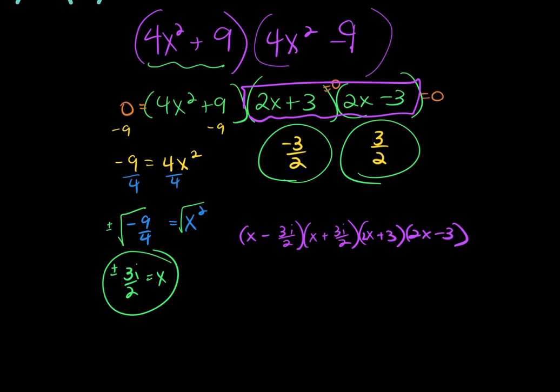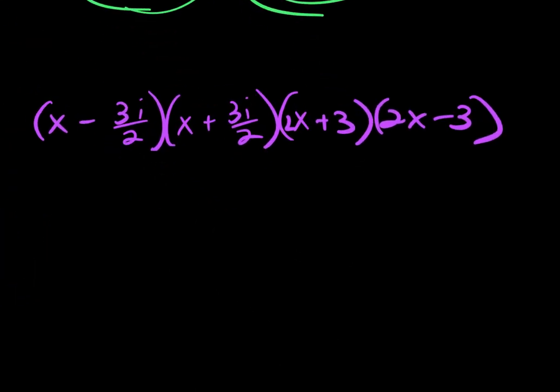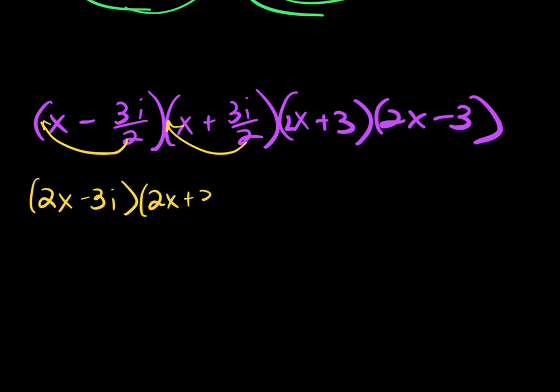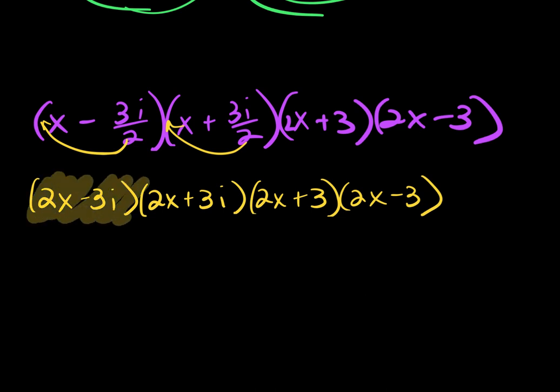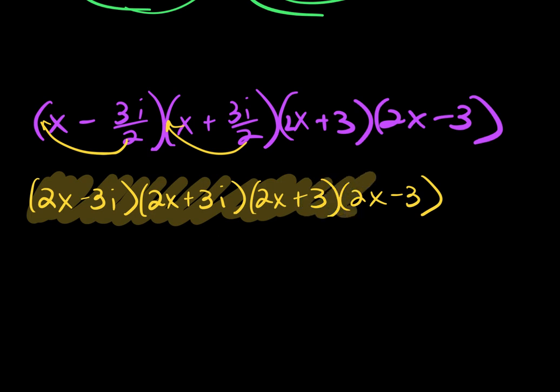But am I done? Are those linear factors? Is that in the right form? What's wrong? Fraction. So that's going to go to the front. So it should be 2x minus 3i, 2x plus 3i, 2x plus 3, and 2x minus 3. No, order doesn't matter. As long as you get rid of those fractions, the order does not matter.